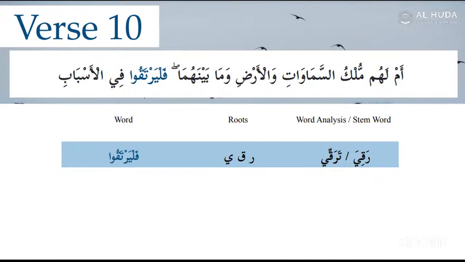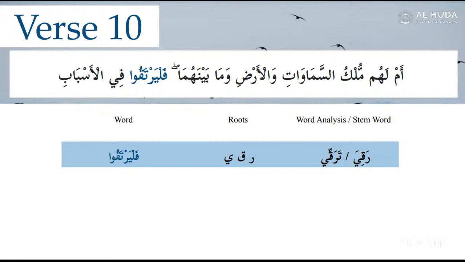So فَلْيَرْتَقُوا فِي الْأَسْبَابِ, let them ascend. If such is the case, they have full authority in the sky and also on the earth, then why are they here under the heat of the sun and the rainfall? Let them ascend to the sky. Go to the throne. And this amr, this command is of tawbih, reproach.